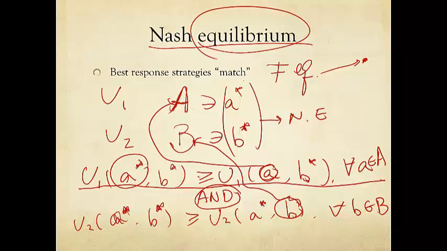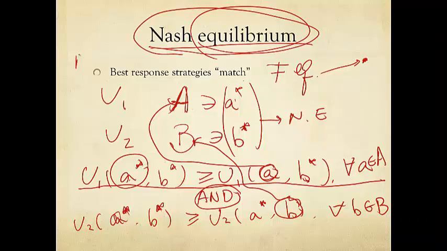And the key thing is that both statements must be true for the single point A star, B star. That's what we mean by matching best responses. And if so, we call this A star, B star point a Nash equilibrium. It says there's no unilateral incentive to change my strategy away from A star, B star.